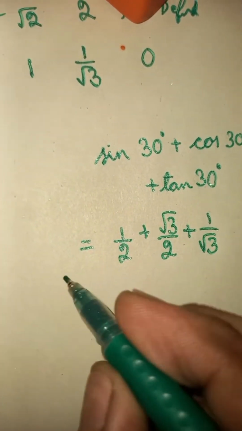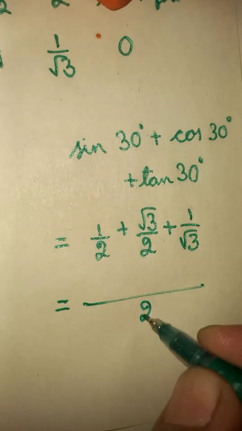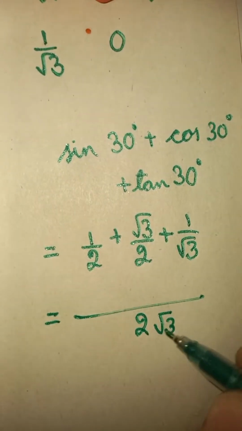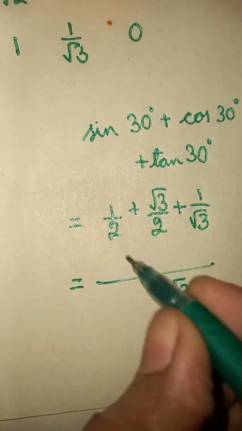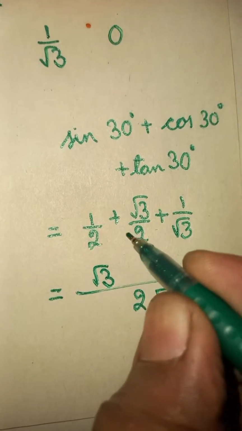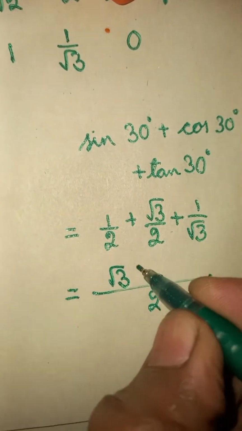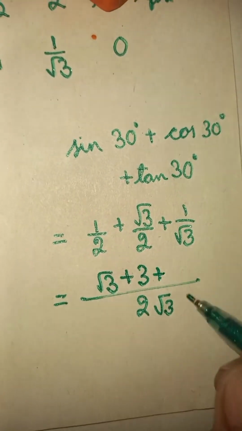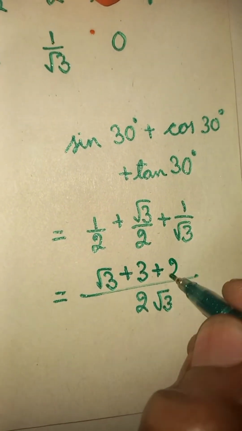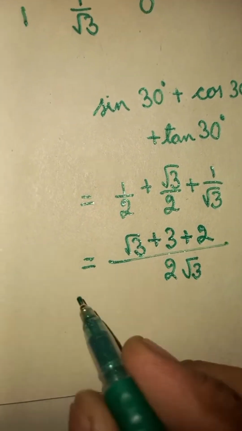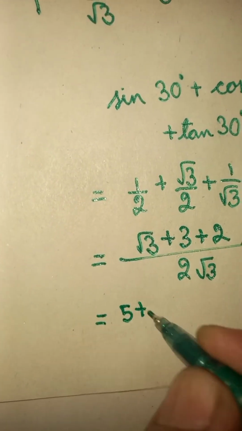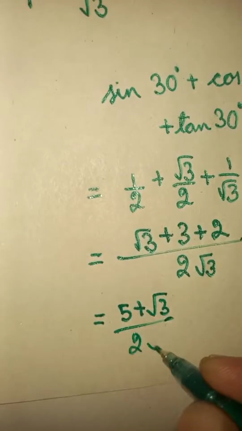Now you can add them. In the denominator you're going to get 2 root 3. This root 3 multiplied with 1 remains as root 3. Root 3 times root 3, whole square, square and square root cancel to become 3. And here also root 3 is there, 2 times 1 becomes 2. So this becomes 5 plus root 3 by 2 root 3.